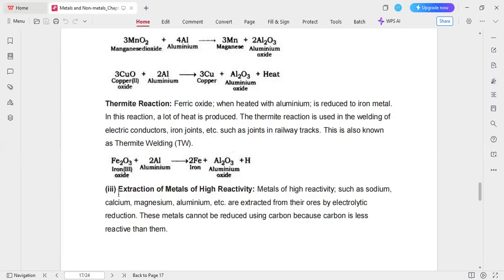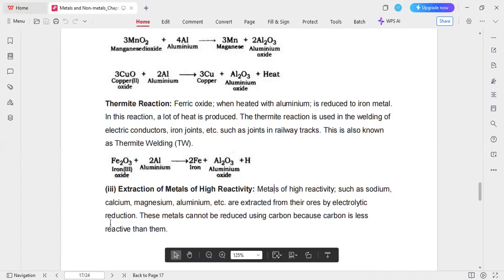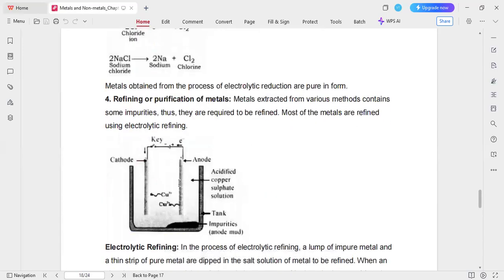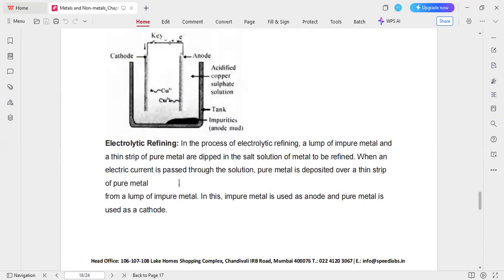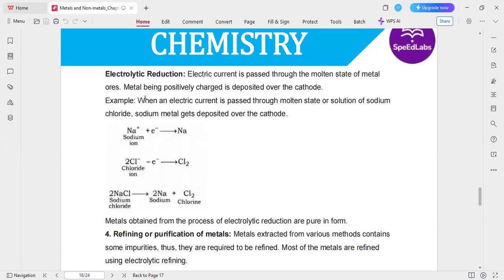Yes or no? Next, extraction of metals of high reactivity. Metals of high reactivity such as sodium, calcium, magnesium, and aluminum are extracted from their ores by electrolytic reduction. These metals cannot be reduced using carbon because carbon is less reactive than them. So that is the reason. Here we call it electrolytic reduction. Electric current is passed through the molten state of metal ores.